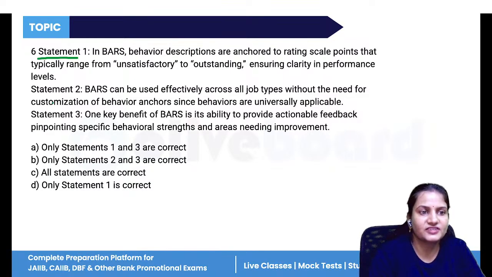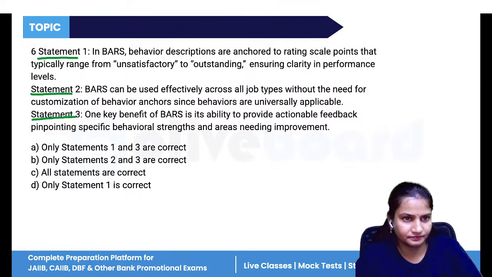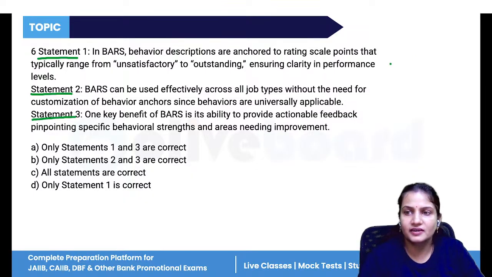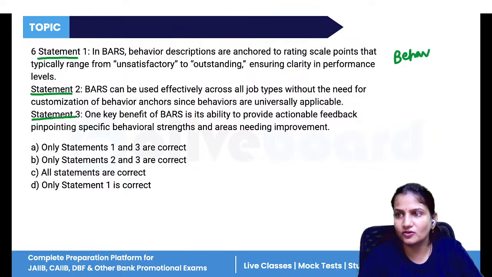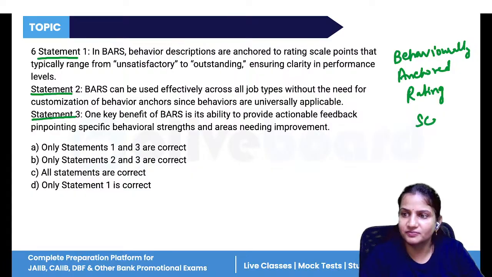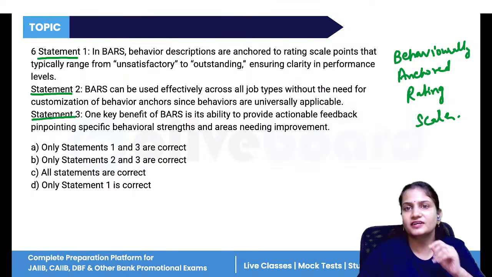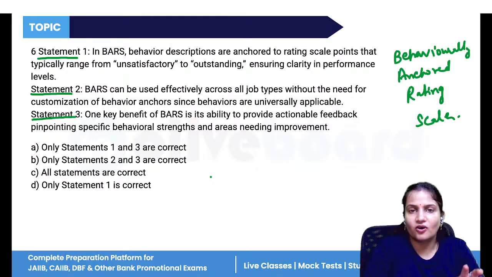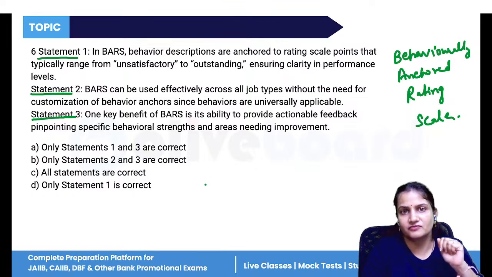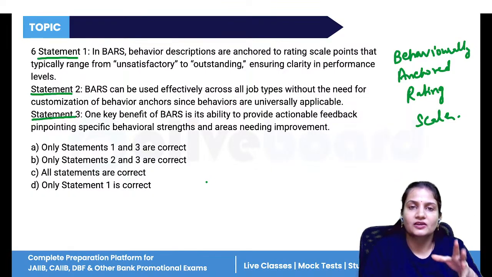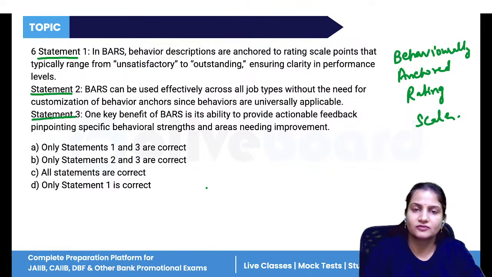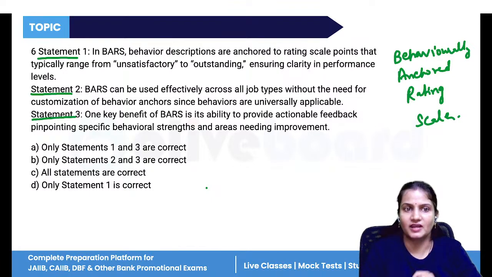Now, again, three statements are given. BARS is what? Behaviorally anchored rating scale. All the full forms are also very important, so don't skip them. Now, what is this BARS? Based on the analysis of your past behavior, your performance will be measured now. So what you have done in the past, according to that, your performance will be measured in the present. That is called BARS.